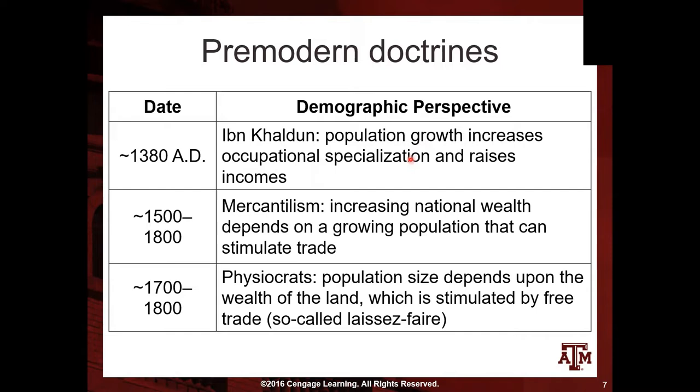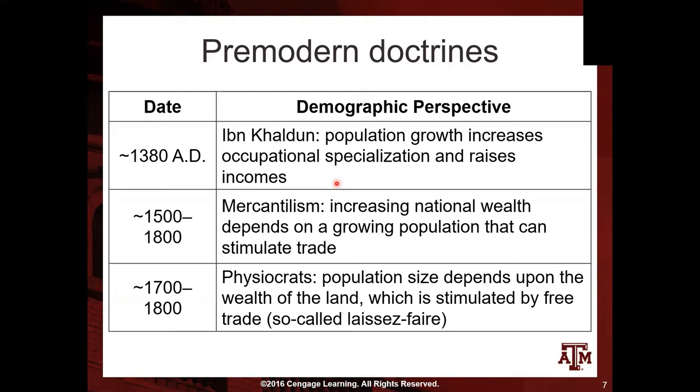Khaldun: population growth increases occupational specialization and raises income. As population developed, as we start to increase the size of the population, we need people working on specific tasks, on specific fields of the economy, on agriculture or on making clothes or on making modes of transportation and so on. So we have to divide the labor. As population grows in size, we start to see more specialization, people working on specific occupations.